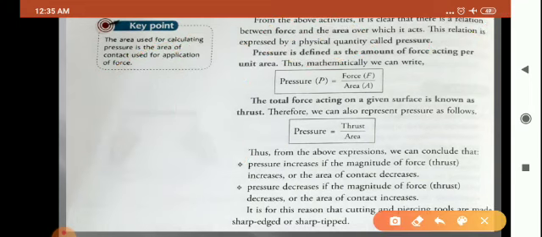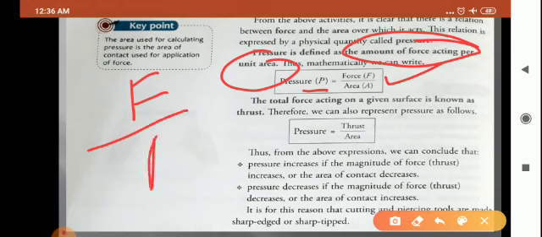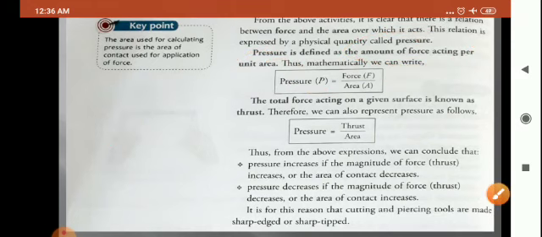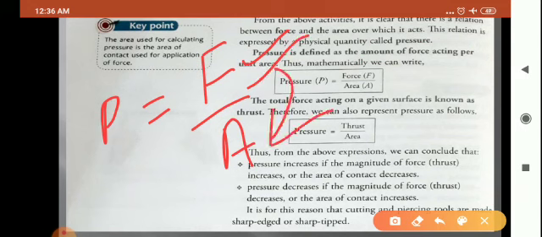Okay, now what is pressure? Pressure is the amount of force acting per unit area. Thus mathematically we can write pressure, capital P, is equal to force F upon area. So I told you that the relation between force and area is given by the scientific term, that is pressure. And what is the definition of pressure? Pressure is defined as the amount of force acting per unit area, or pressure P is equal to force upon area.